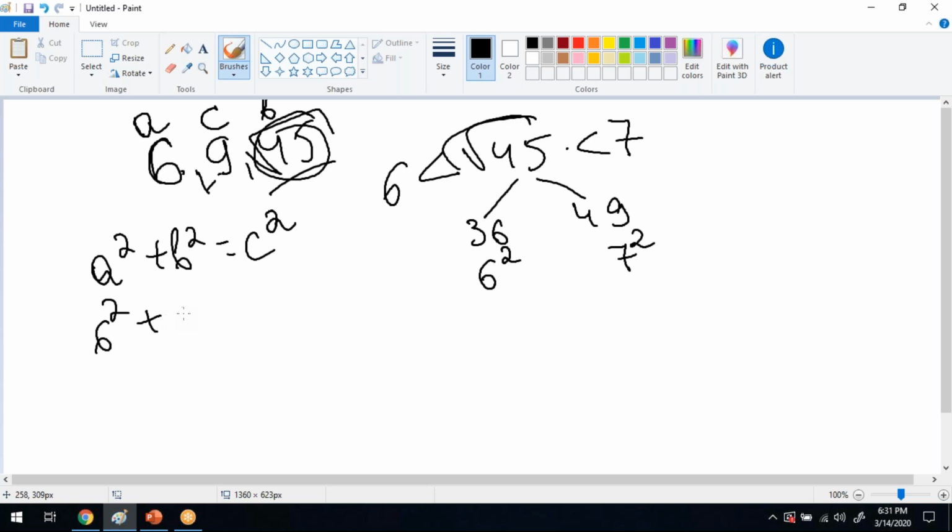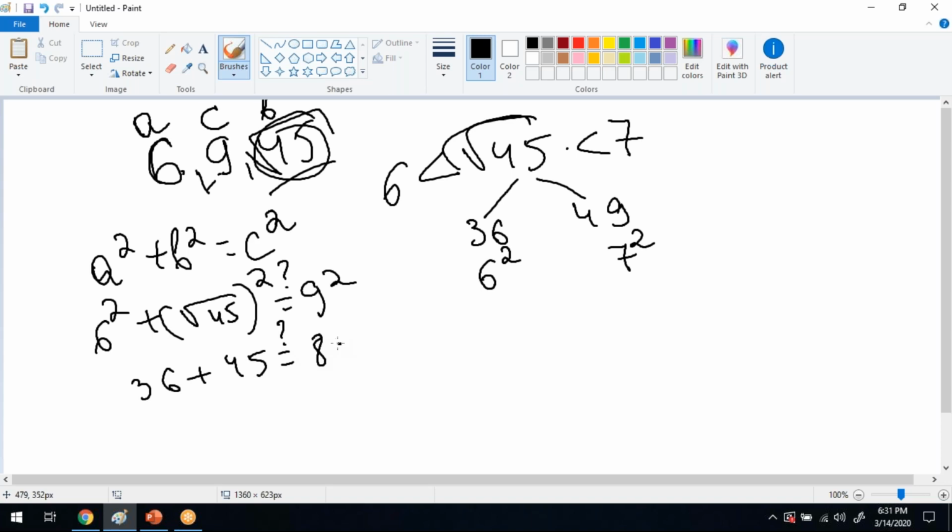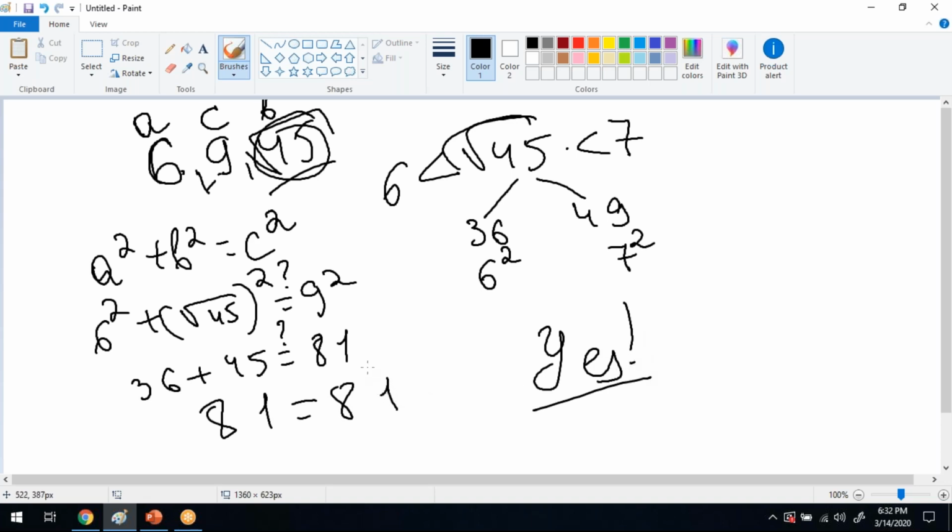6 squared plus square root of 45 squared equals 9 squared. This is a question mark. I don't know whether it's equal. 36 plus 45 should equal 81. Is it 81? 36 plus 45 is going to give us 81. Yes, 81 equals 81. That means yes, this is a right triangle.